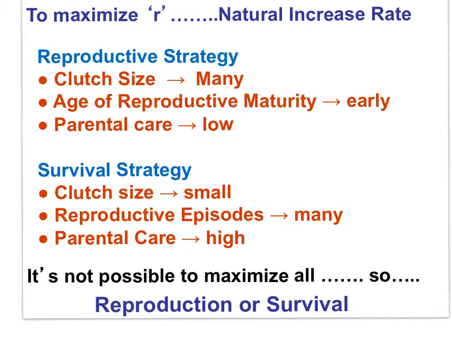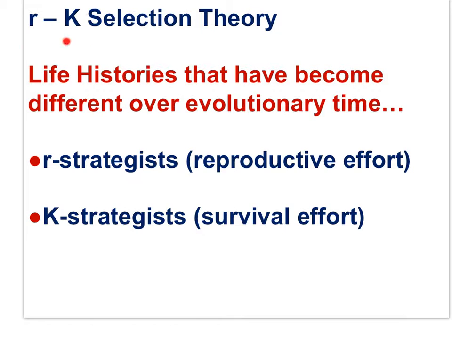Or a species could come to reproductive maturity late and have just a few offspring, but could provide lots of parental care and repeat the process again next year. So it's not energetically possible to invest in all of the internal factors at the same time. So ecologists have a theory that relates to the evolution of species with respect to the internal factors regulating population growth. Stay tuned. And the theory is the R-K selection theory. Life histories that have become different over evolutionary time.